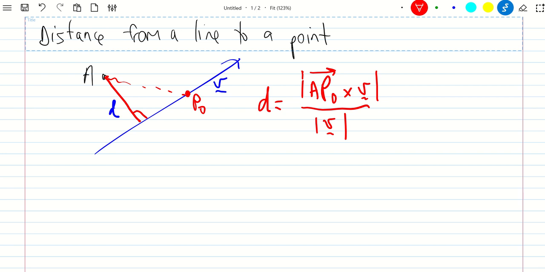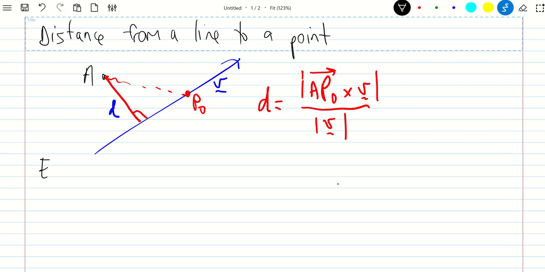Okay, so there's the formula. A is the point that we're given, that we've been asked to find the distance from. v is the direction vector of your line. And P naught is any point on the line. It can be any point, whether you're given a point or you have to find a point. That's how it works. Let's do an example.